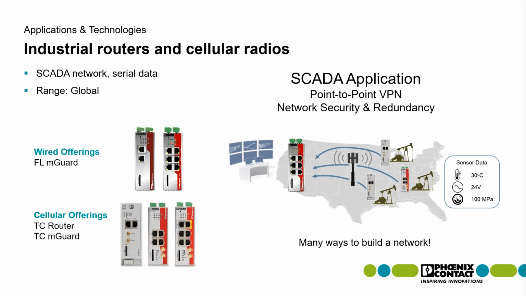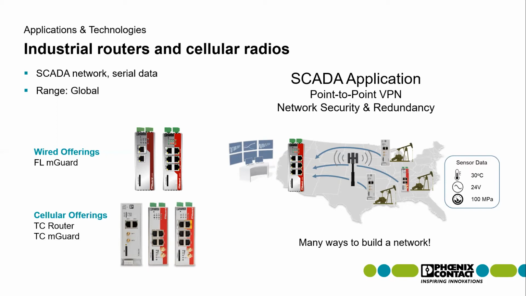Cellular has become a very robust and reliable technology for connecting all of these remote assets to your SCADA systems. Again, there are many different ways to build a network for a SCADA application. You might want to have one of our FL MGUARDs at the SCADA center, and then at all your remote sites have a cellular radio to communicate back. Again, we have a couple of different options between the TC router and the TC MGUARD, depending on the needs of the application.